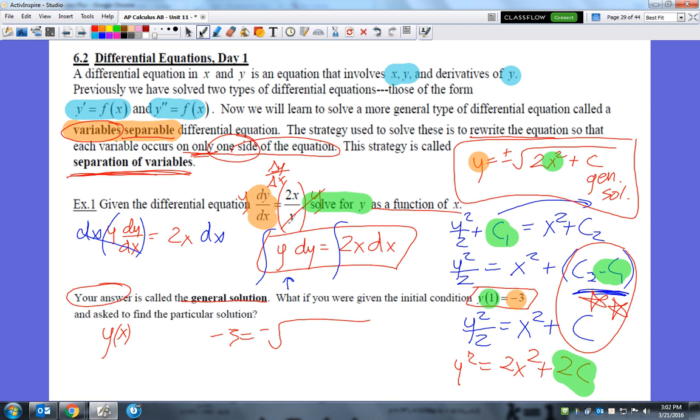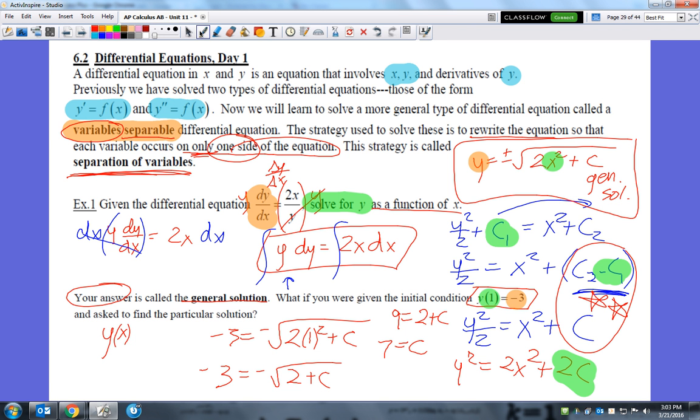And then we're just going to plug 1 in. So it's 2 times 1 squared plus c. 1 squared is 1, times 2 is 2. So you're going to have negative 3 is equal to negative the square root of 2 plus c. From here, if you squared both sides completely, we'll get a positive 9 on the left side, and we'll get a positive 2 plus c, so that when I solve for c, my c is 7.